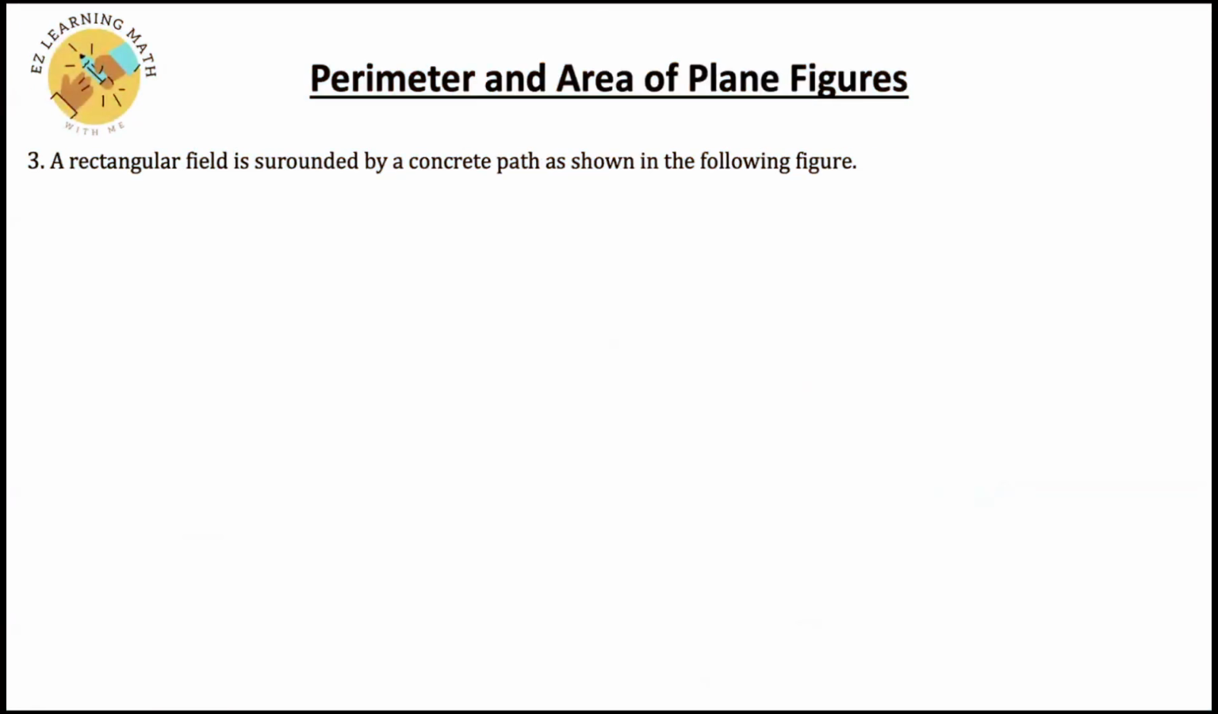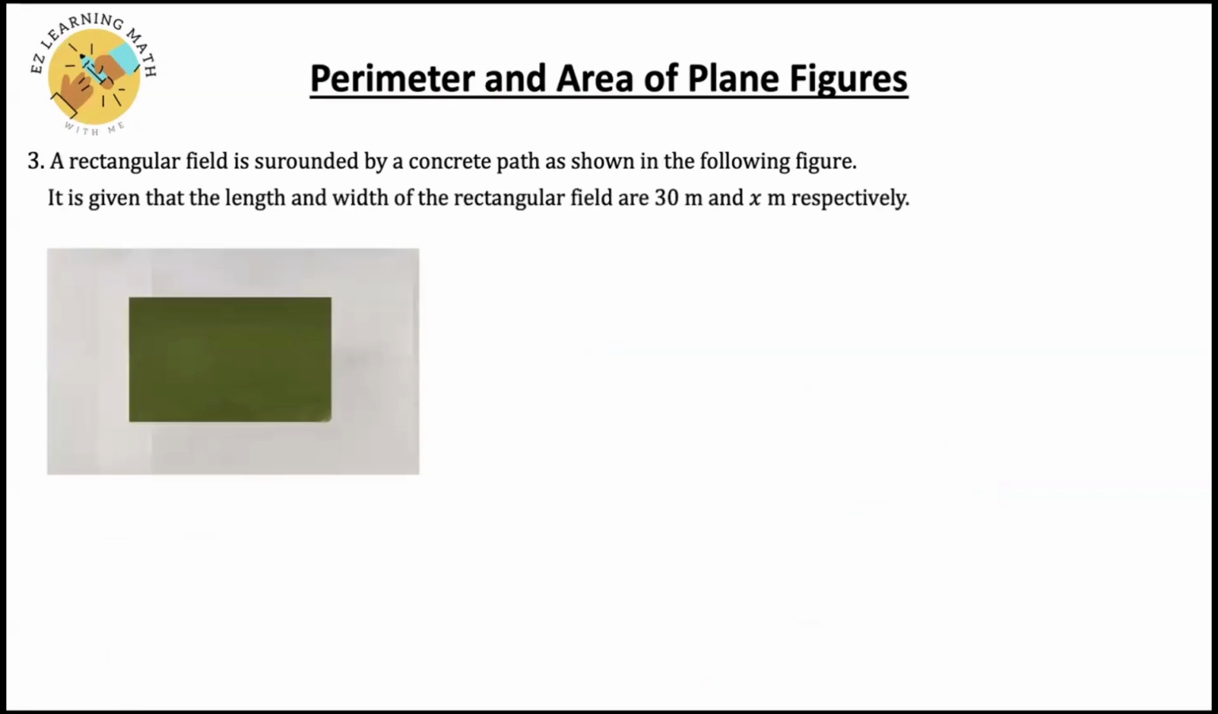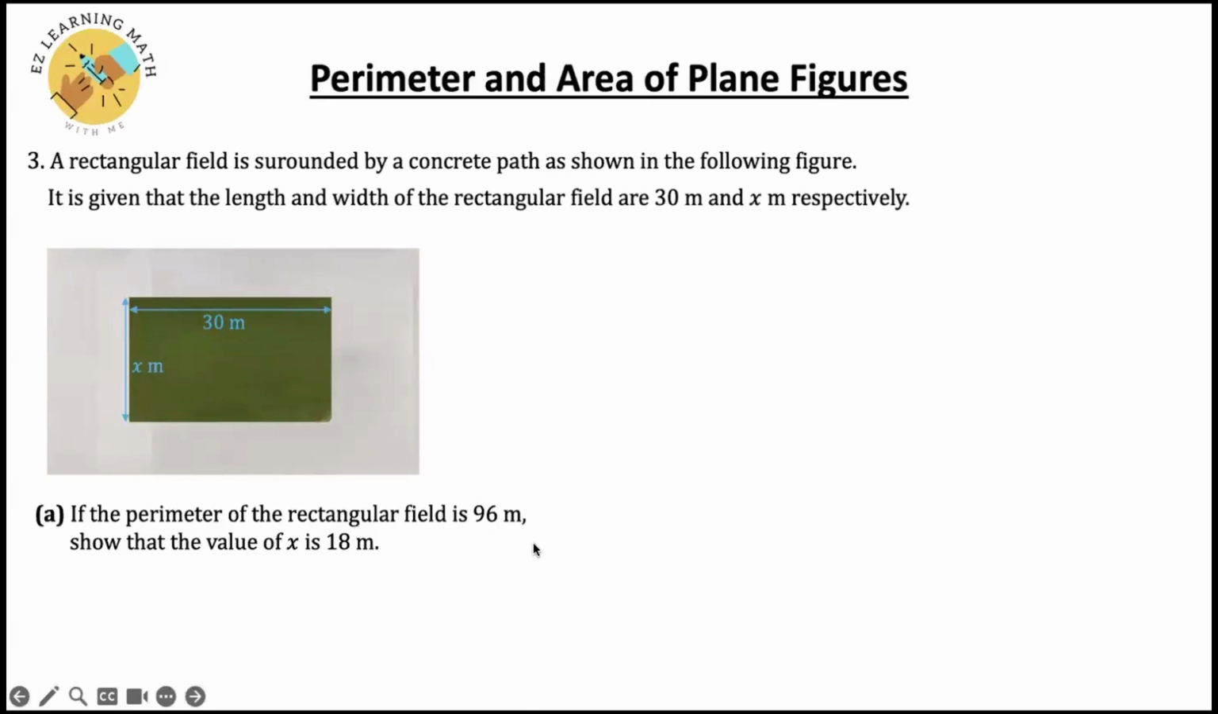Now, let's solve question number 3. A rectangular field is surrounded by a concrete path as shown in the following figure. It is given that the length and the width of the rectangular field are 30 meter and x meter respectively. So the length is 30 meters and the width is x meter. If the perimeter of the rectangle field is 96 meters, show that the value of x is 18 meters.